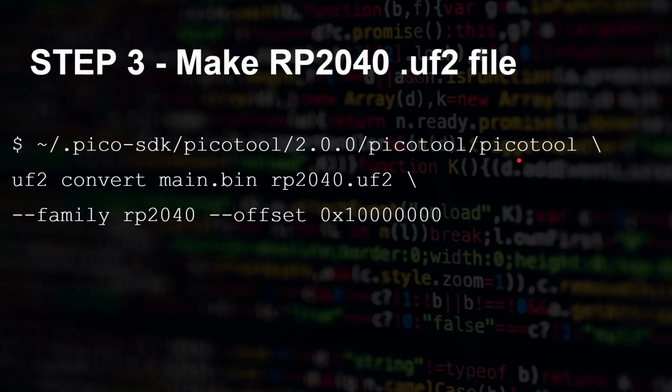And then what you need to do is create the UF2 file for that. So again, using the Pico tool, you run the command uf2 convert. What we're converting is main.bin, which is that file that we've just created. And you want to create now the RP2040.uf2, and you want to specify that it's for the 2040. You then want to do the same thing again for the 2350, and specify the right parameters to that.